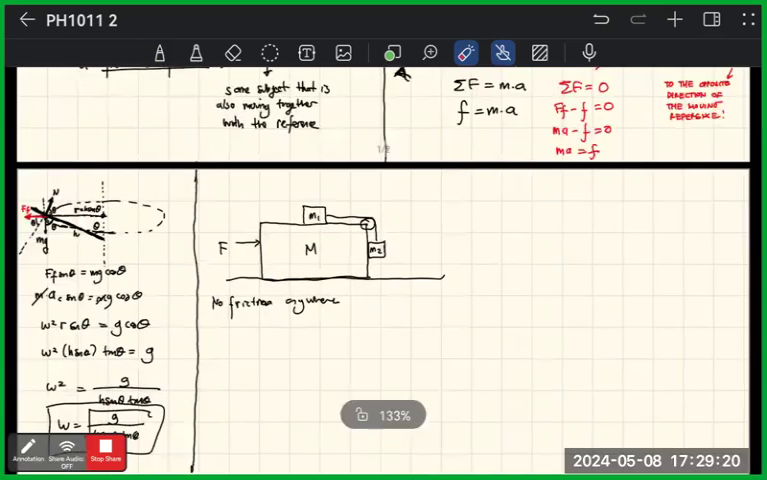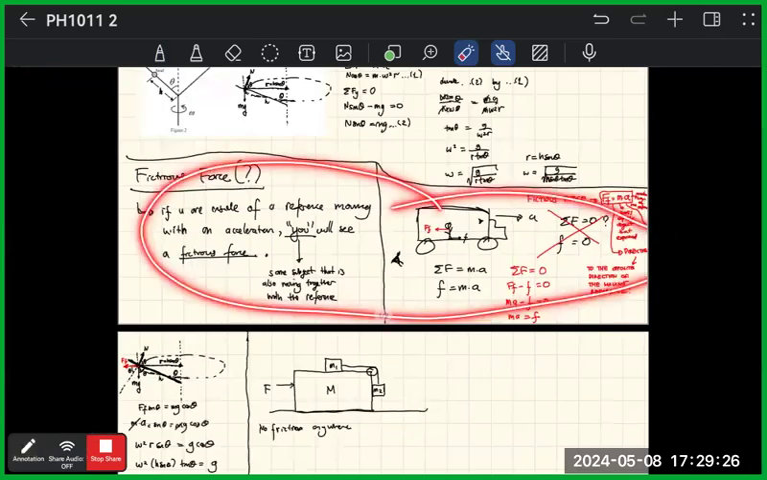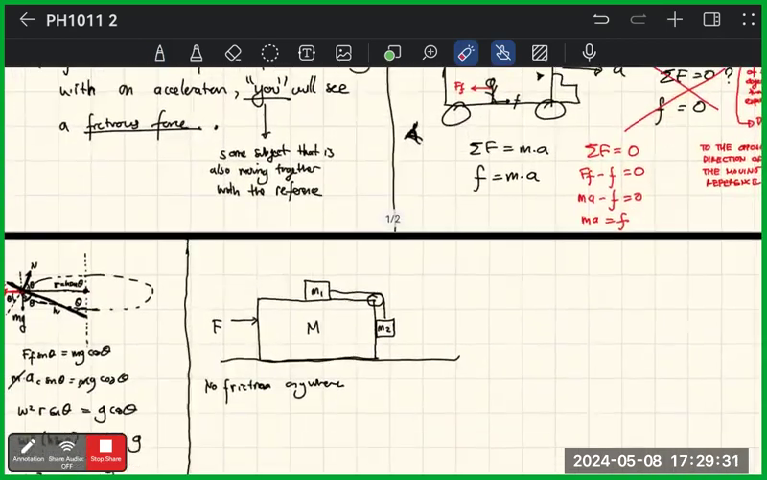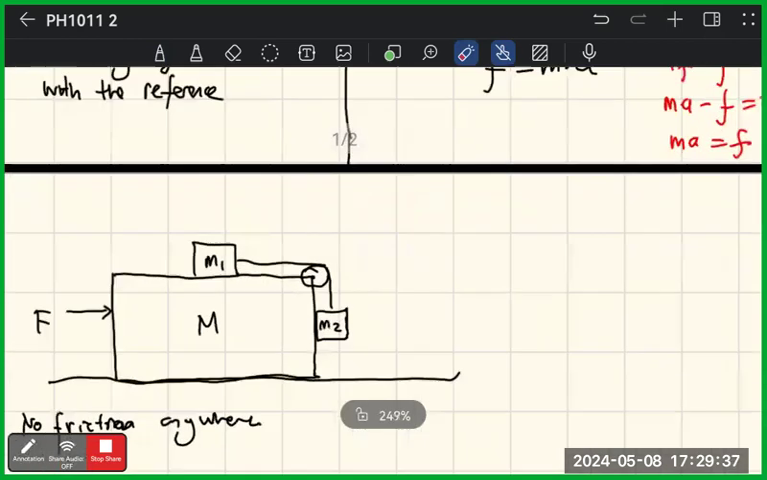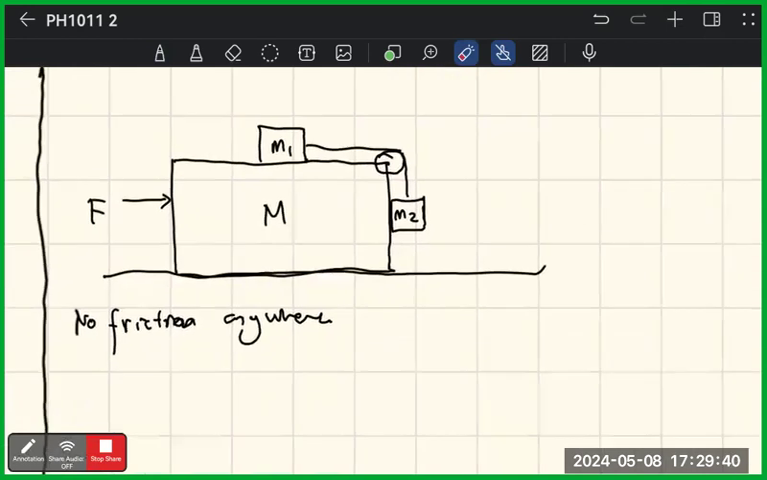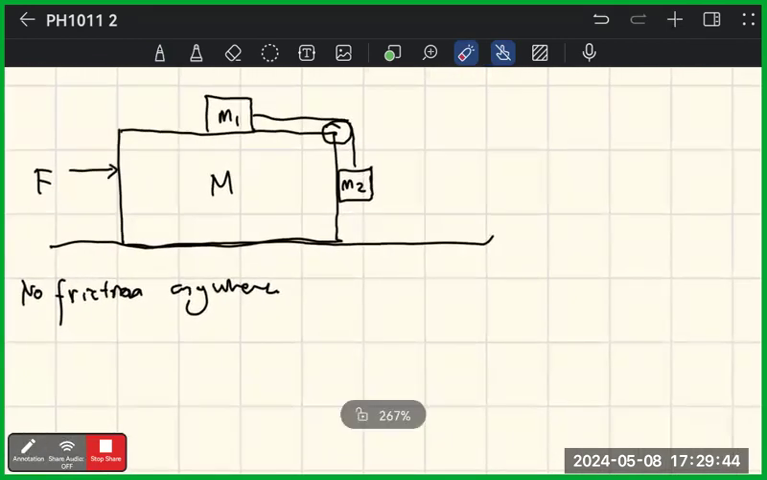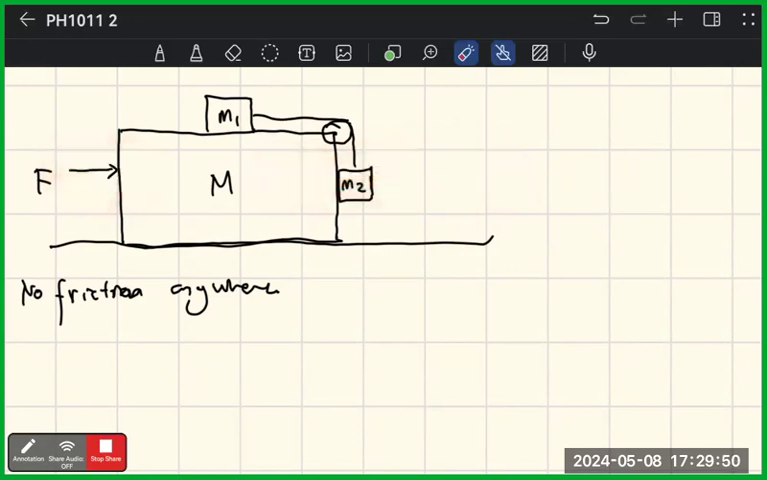But if you imagine this from the point of view of fictitious force, it's going to be easier. For the calculation, it's pretty similar, there's not so much difference, but it's easier to imagine from the fictitious force perspective. Why? Because of course there's F here, so there will be acceleration rightwards.